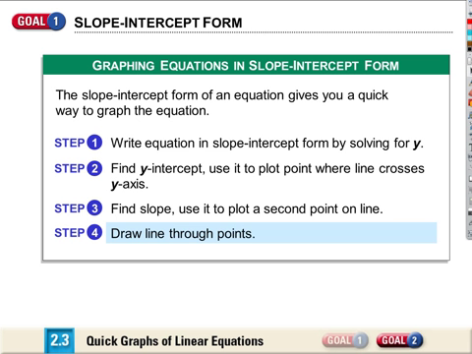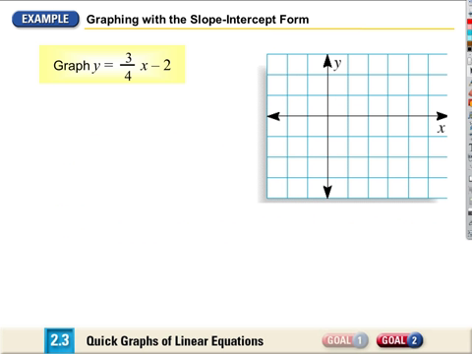Let's look at an example. Very simple. So let's take this guy. Y equals 3/4 x minus 2. What's the slope? 3/4. What's the y-intercept? -2. And it's already in slope-intercept form, right? So where's our anchor point going to be? Where's our first point? -2.